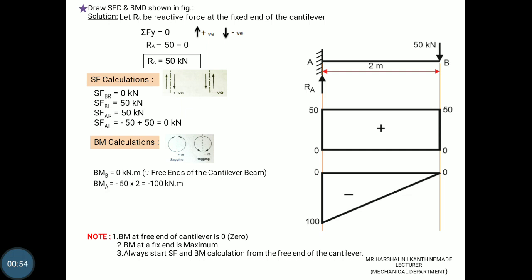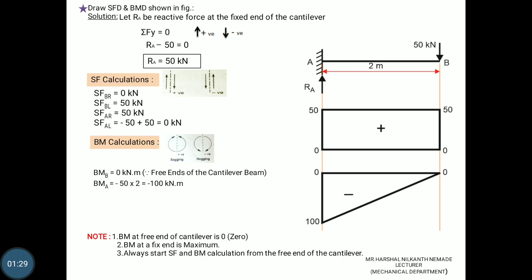I will calculate the SF. Same SF calculation, I will start from the free side. Okay, SF at B right first. So SF at B right is 0 kilonewton. SF at B left is equal to 50 kilonewton. At A right 50 kilonewton, and A left is minus 50 plus 50 is equal to 0 kilonewton. Whatever points I got, I will mark on the diagram, and I will make the SFD diagram.